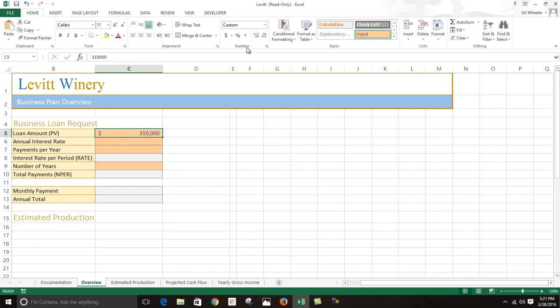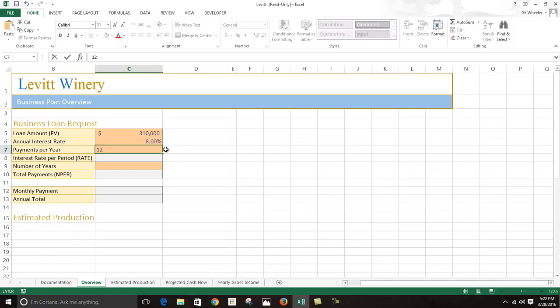home tab in the numbers section, you'll see where this is already custom formatted. When you click on cell C6, this will be a percentage. So the interest rate will be 8%. And as we're moving on to the top of page EX 194, in cell C7, we're going to enter 12 as the payments per year.